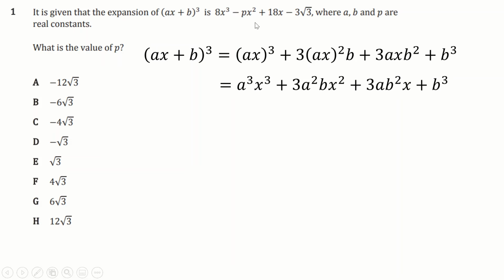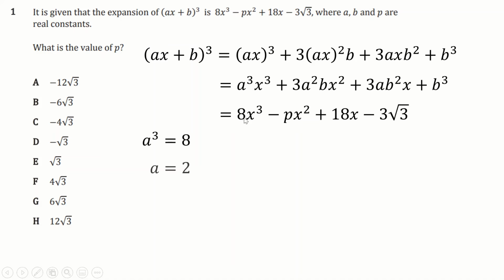And you get this. Apparently that equals this, which means we can just straight up compare our coefficients. So a cubed must be 8, which gives us a as 2. No need to worry about the plus minus because it's a cube, not a square. The next easiest thing to look at is b cubed is this.